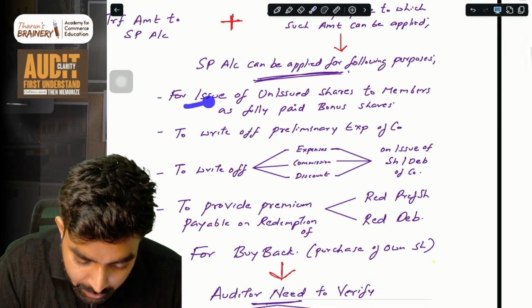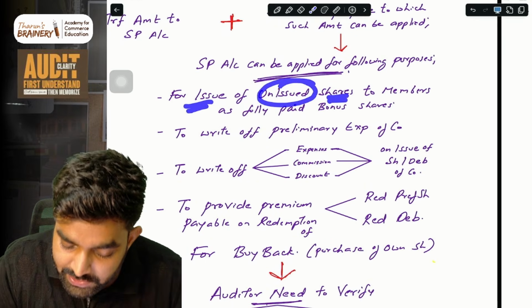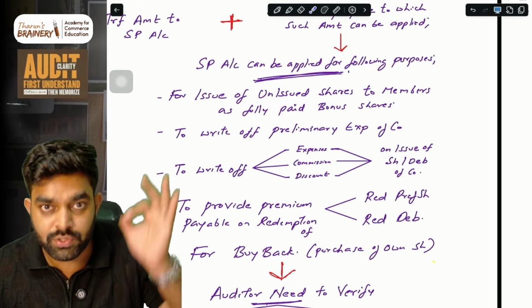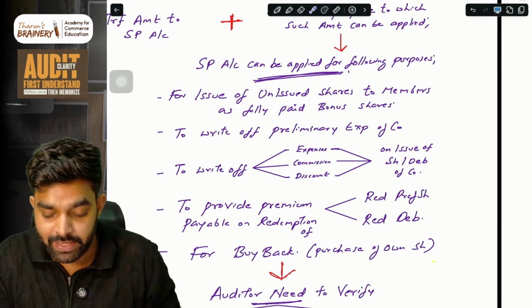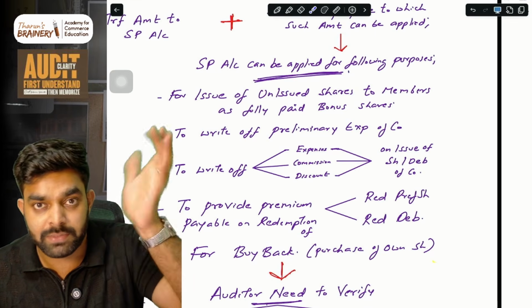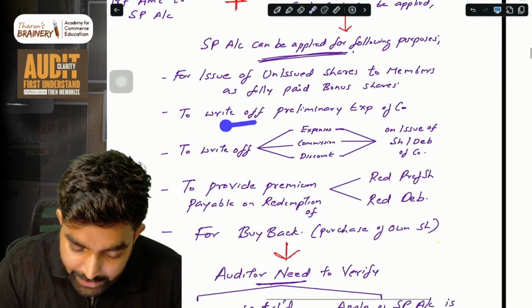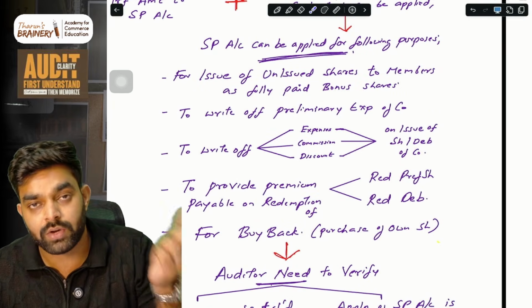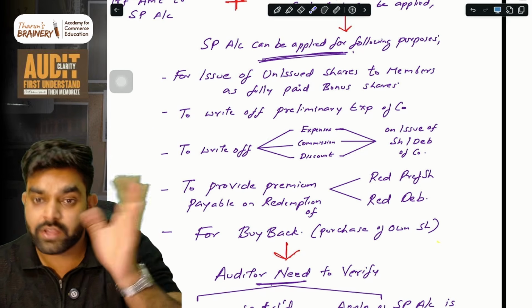What are they? For issuing unissued shares to the members as fully paid bonus shares. If there are unissued shares, issuing them to the existing members as bonus shares. For that purpose, you can put the entries and take the amount from the securities premium account. Then to write off the preliminary expenses of the company. The company may have some preliminary expenses. To write off that, you can use amounts in the securities premium account.